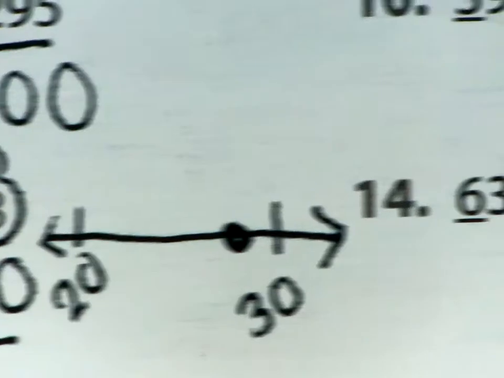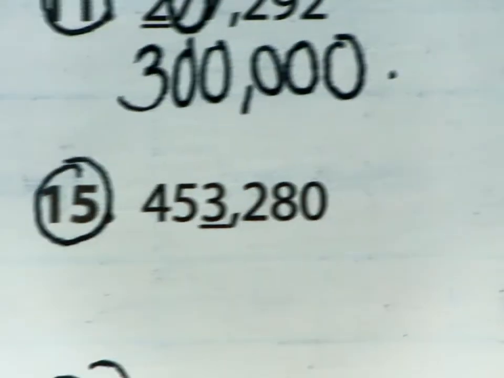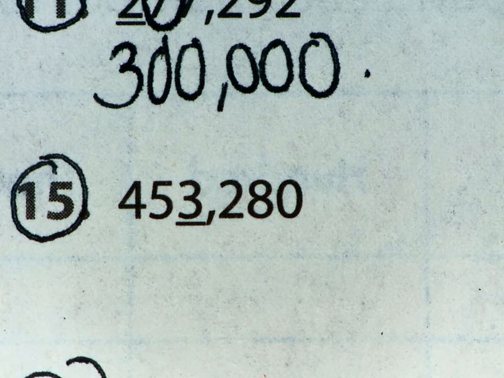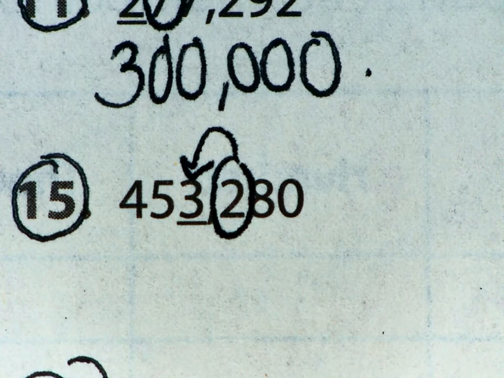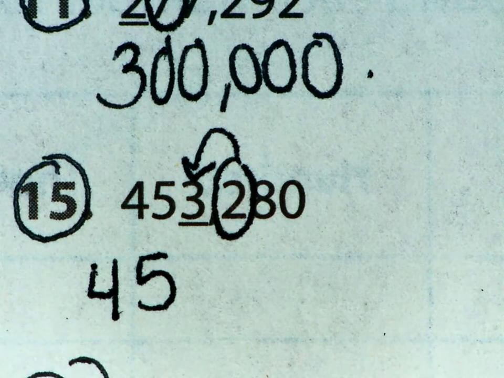Okay, number 15. Looks like we're rounding to the nearest thousands place. That is our underlined digit, so I'm going to go ahead and circle the neighbor, the hundreds place. The bossy neighbor is going to tell this guy what to do. So again, my first 2 numbers, they don't change. So without really thinking, I can go ahead and write those down.